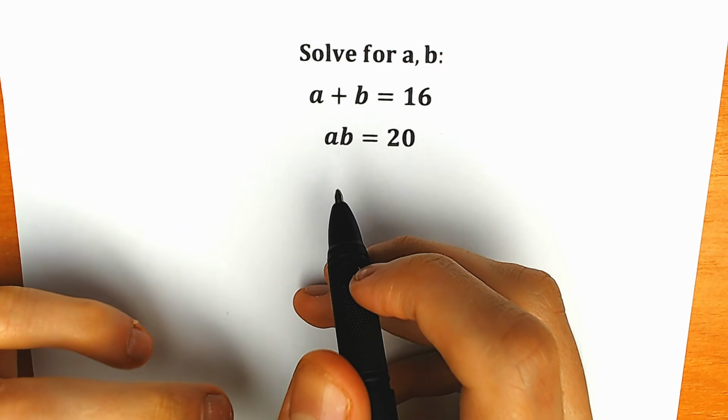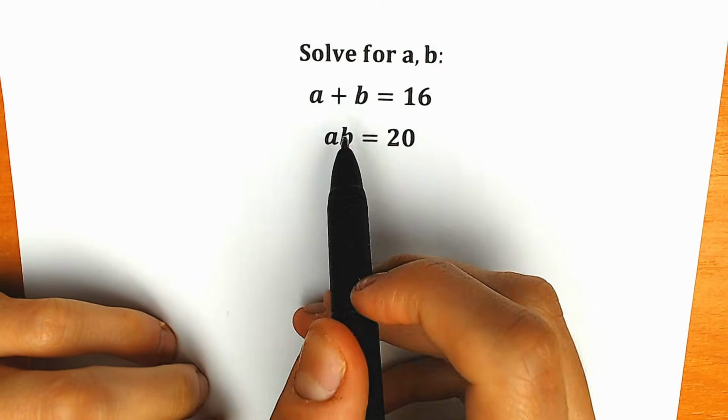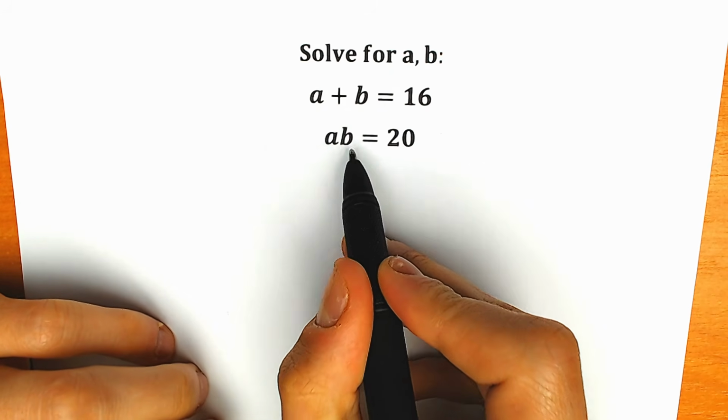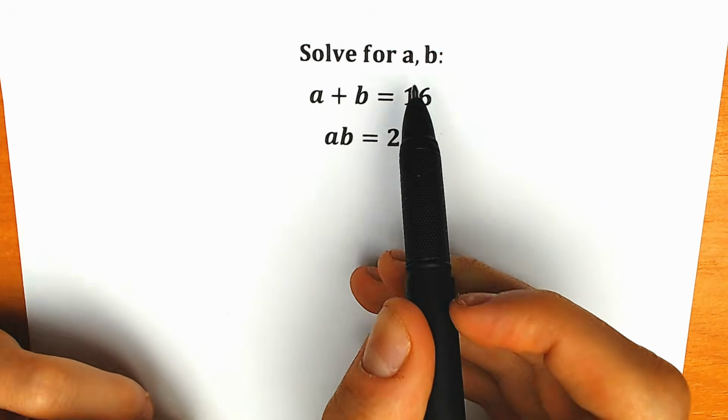Today we have a great, quick and relaxing algebra question. We know that the sum a plus b equals 16 and the product a times b equals 20. So we need to solve this question for a and b.